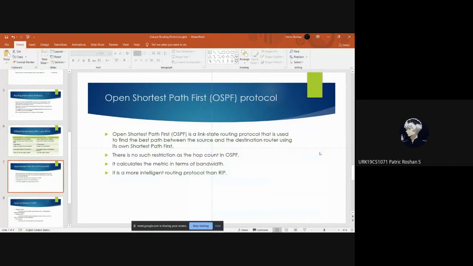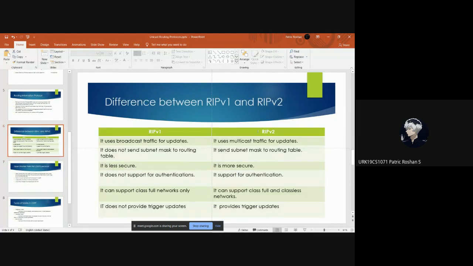For the Open Shortest Path First protocol, there are some similarities also here.